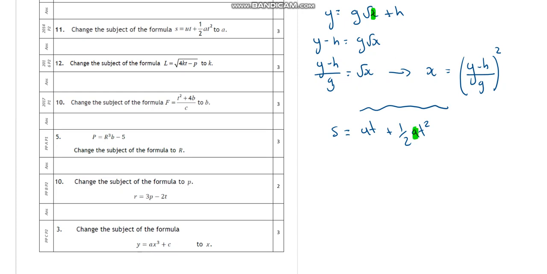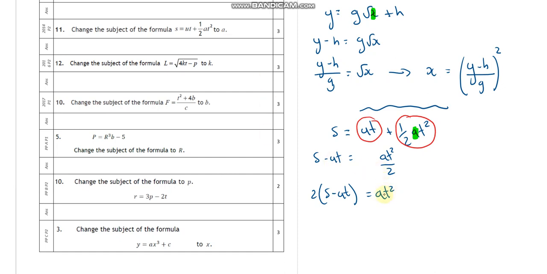So the first thing I'd be doing is saying, right, I want rid of this because I've got this function plus this function. So let's just get rid of this function, shall we? So we've got S take away ut, and that still leaves me with a half at squared. It looks a bit easier now, doesn't it? Now let's rewrite the half at squared as divided by 2, like I said before. And then it's looking even better. So get that 2 up. So S take away ut is equal to at squared.